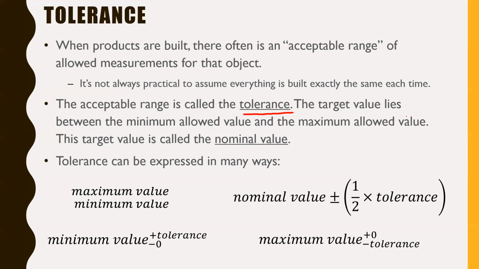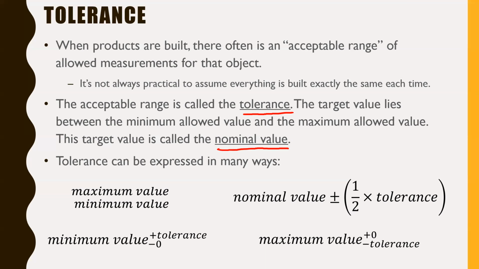The target value, what we actually want the true size to be, lies between the minimum allowed value and the maximum allowed value. So the tolerance is just the difference from the minimum to the maximum. If they were 10 inches apart, the tolerance would be 10 inches. The target value, also known as the nominal value, is the number that lies right in the middle. It's what we really want the true size of the object to be.